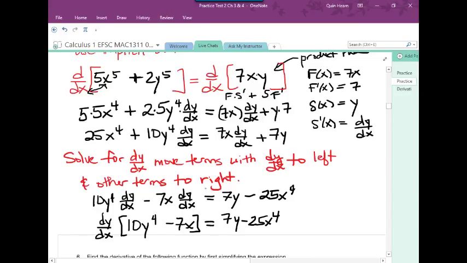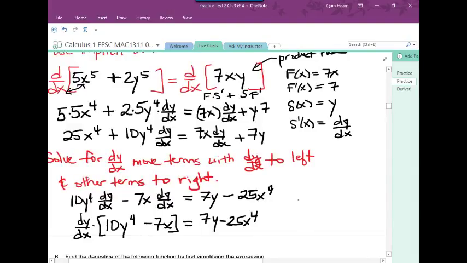Okay, so what can we do next to get dy/dx completely by itself? The last step is always just to divide, right? We can divide both sides by what's in the brackets. So we're going to have dy/dx equals 7y minus 25x to the fourth over 10y to the fourth minus 7x.